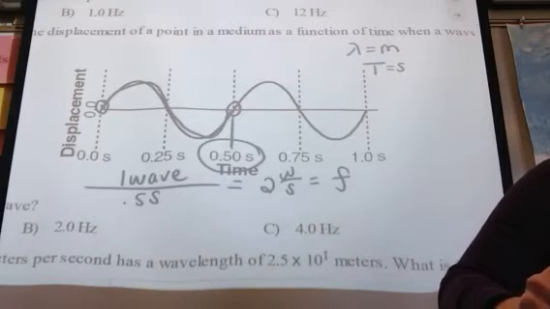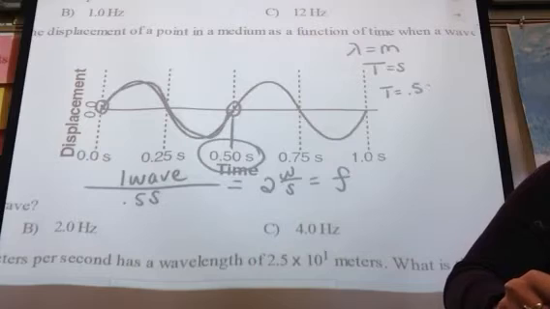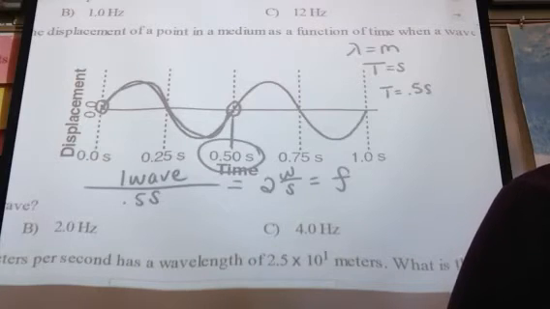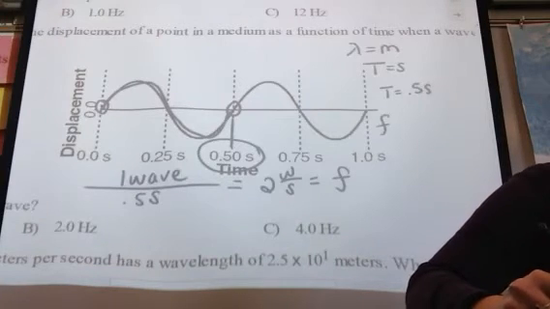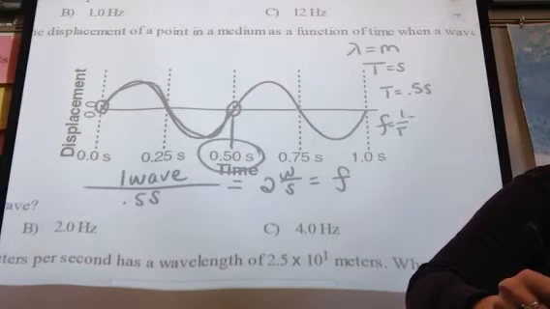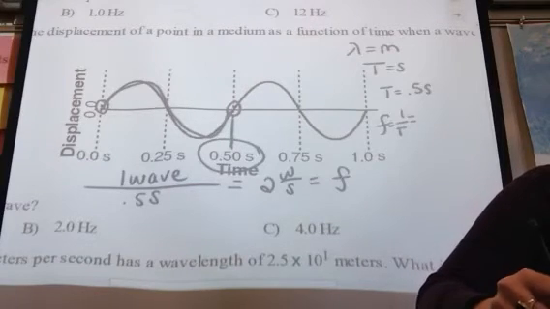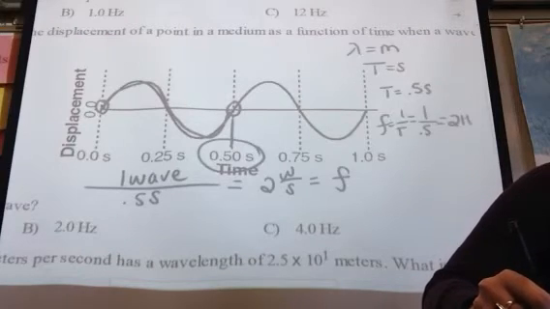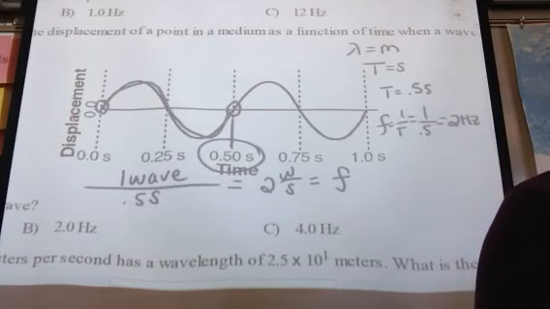Period for this wave is 0.5 seconds. It takes 0.5 seconds for one wave to pass a certain point. Frequency is equal to 1 over the period, which is on your reference tables, which is equal to 1 over 0.5, which is equal to 2 hertz, which brings us to frequency.